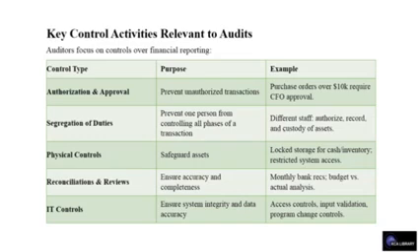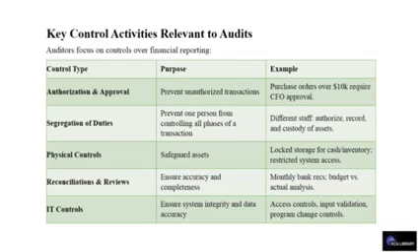Another is segregation of duties, and the purpose of this activity is to prevent one person from controlling all phases of a transaction. An example is different staff authorizing, recording, and having custody of assets. The next is physical control, and the purpose is to safeguard assets. An example of this is locked storage for cash and inventory, or restricted system access.